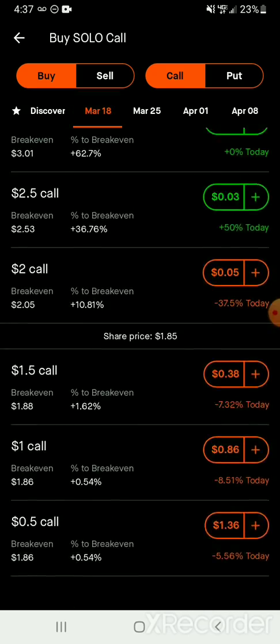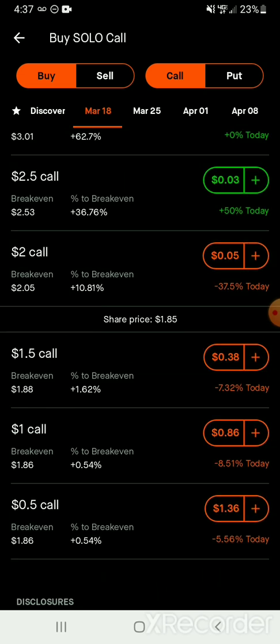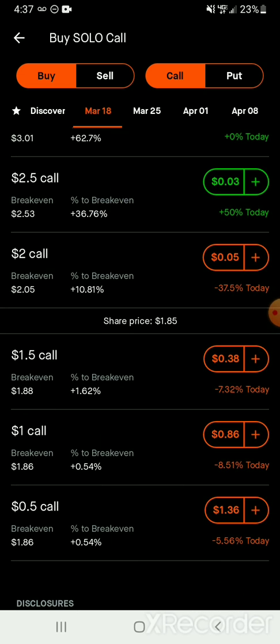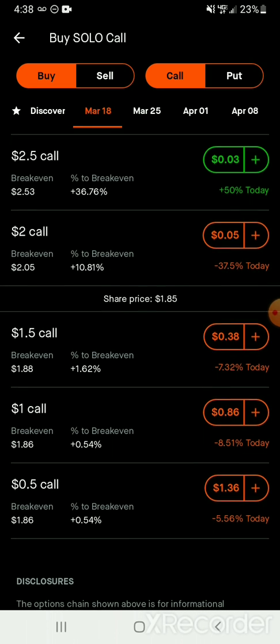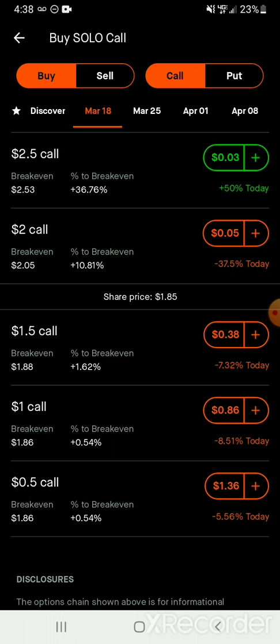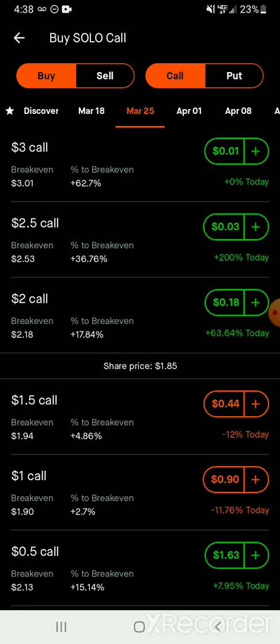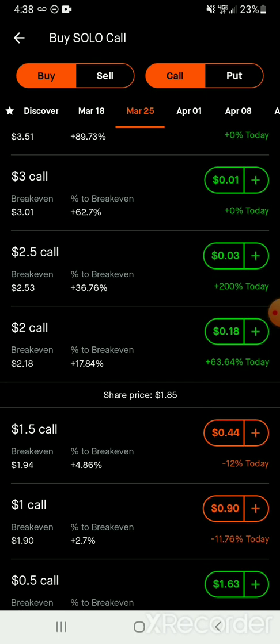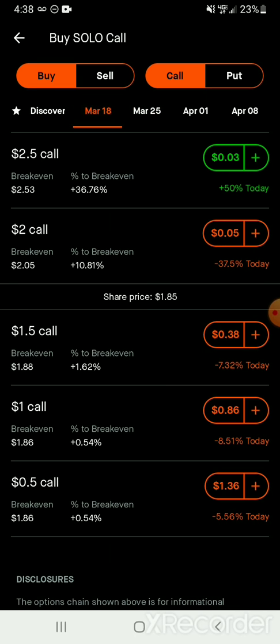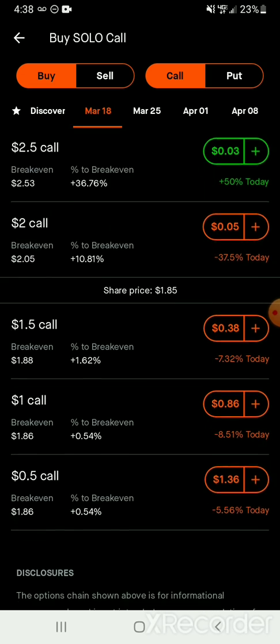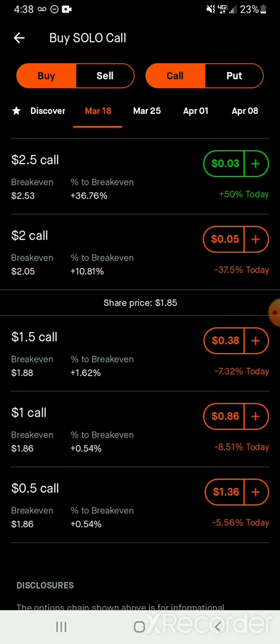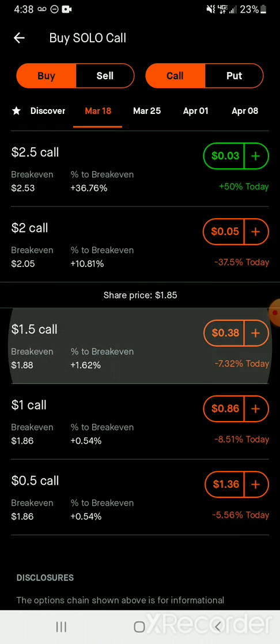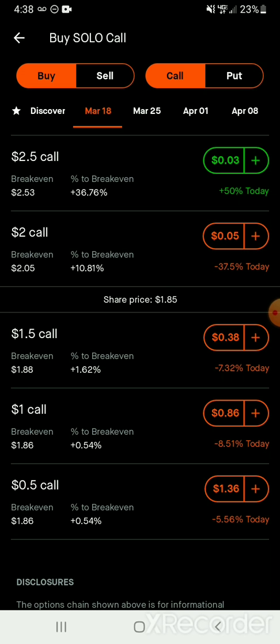Now, all of these options here, this is the options chain for SOLO. And these are all contracts that expire March 18th. Just like if I press March 25th, then these are all options contracts that expire on the 25th. So you'll notice the bar here that says share price, 185. That's basically the current share price of the stock.